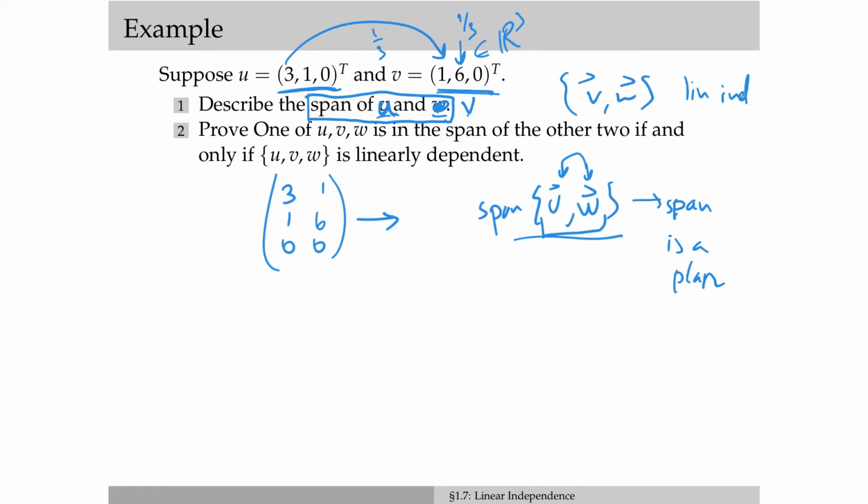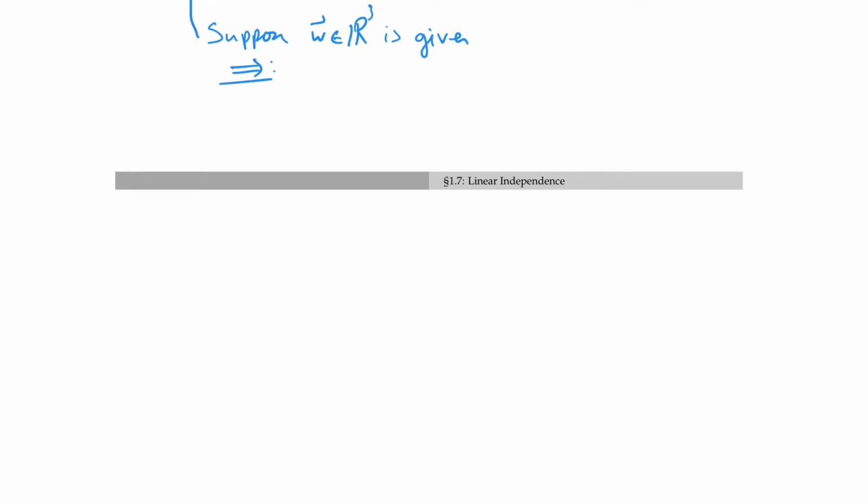All right. Now, number 2 here. Let's try to salvage this problem. I figured it out. All right. What I want is W is an element of the span of U and V, where U and V are as above.